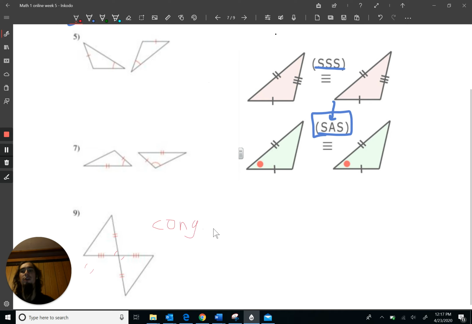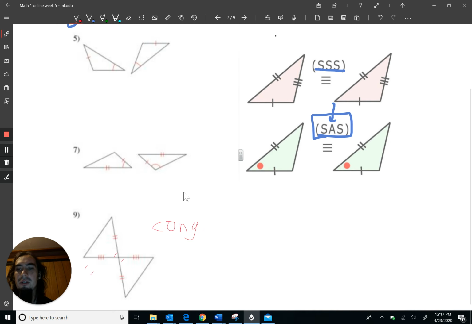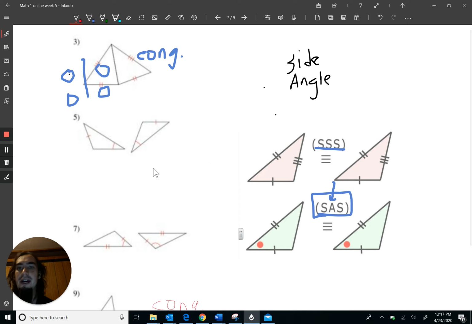Perfect. And again, in the homework, I just want you to say if the triangles are congruent or if they're not. Okay, great. So let's take a look at number 5. Number 5, I see a side and an angle. I see a side and an angle. So this side is congruent to this side. This angle is congruent to this angle. Is that enough information?